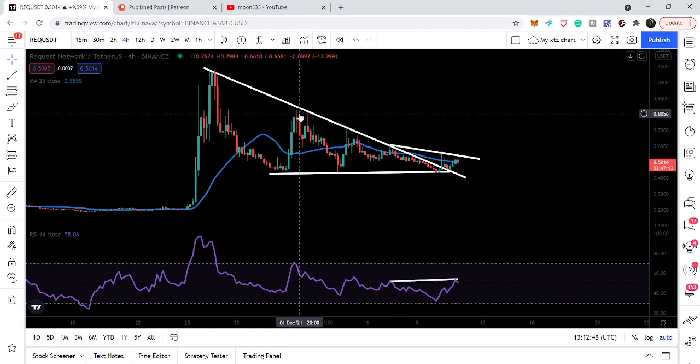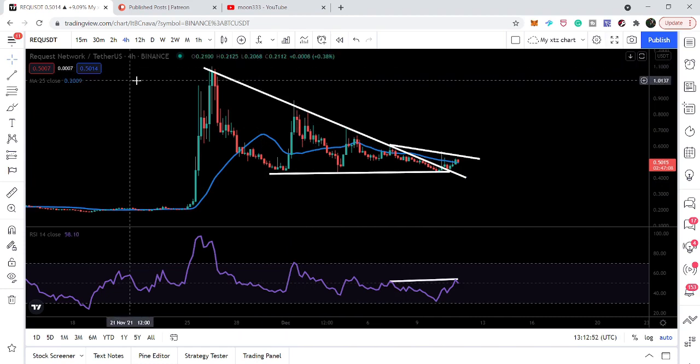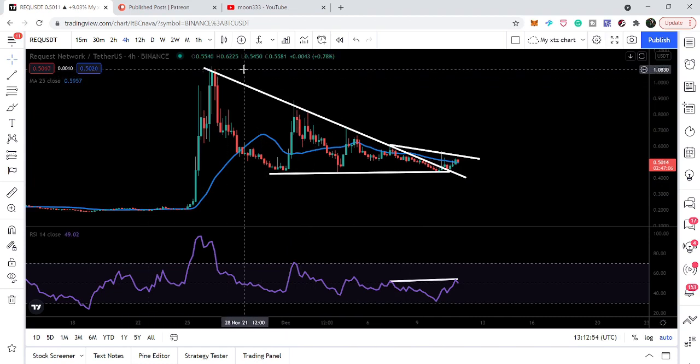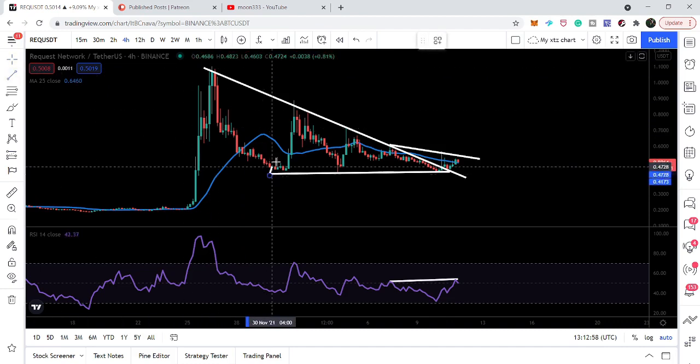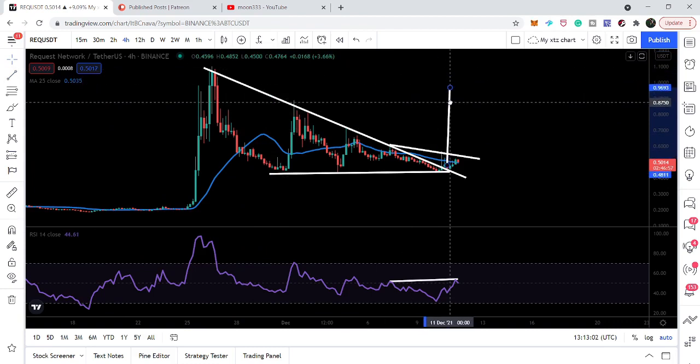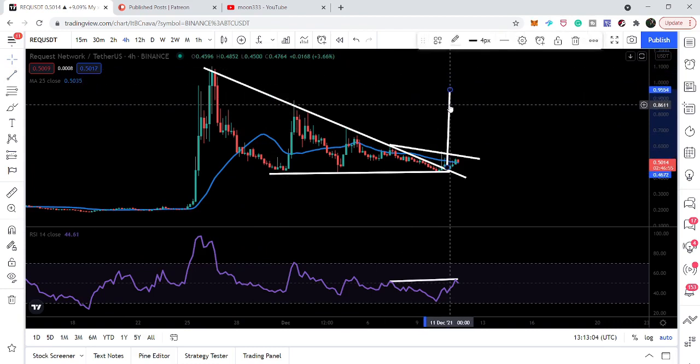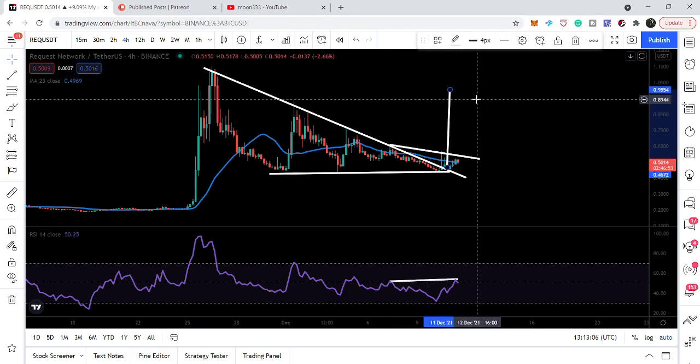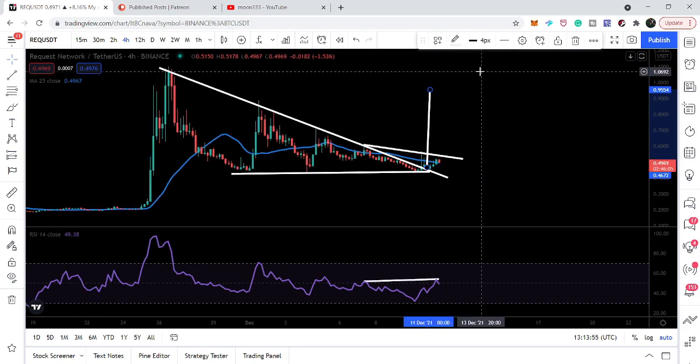First target can be here at this resistance at approximately 80 cents, and the second target can be here on the second resistance, that is approximately at $1.08. And as per the triangle, we can also expect that the price line can easily achieve this target, that is 95 cents. So this was the update so far.